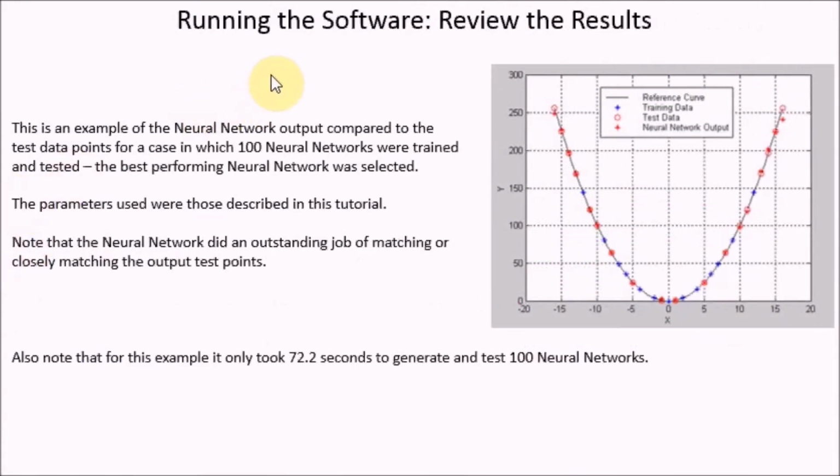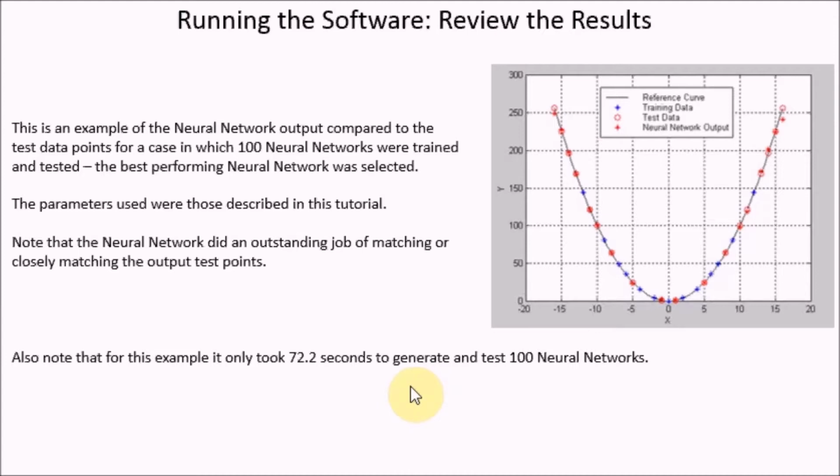So now we're at the final stage where we've run the software and we want to review the results. This is an example of the neural network output compared to the test data points for a case in which 100 neural networks were trained and tested. The best performing neural network was selected. And keep in mind that it only took 72.2 seconds to generate and test 100 neural networks. So generating all of those neural networks really is not a big deal.